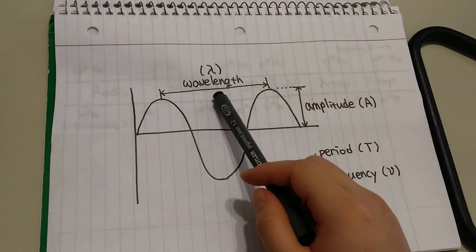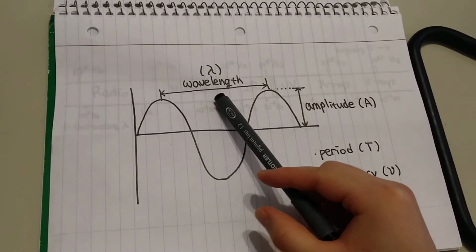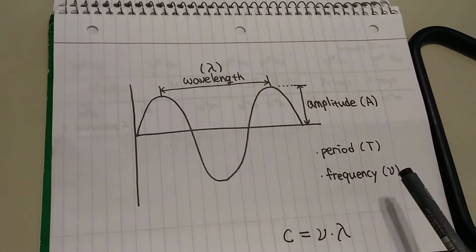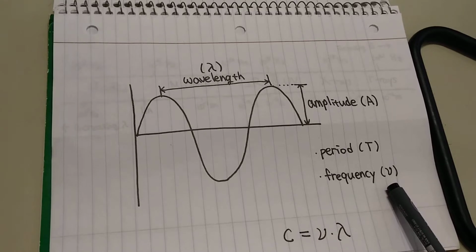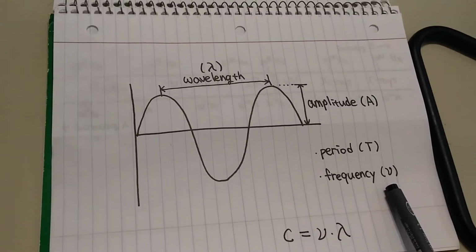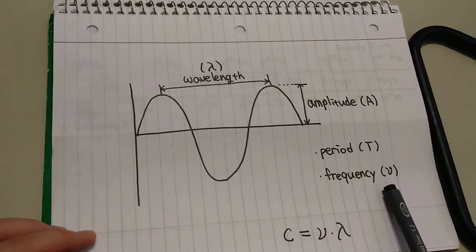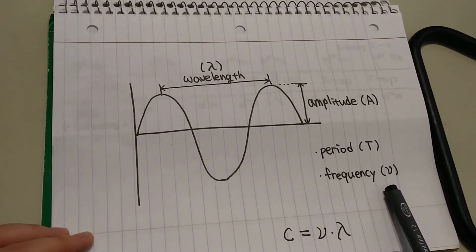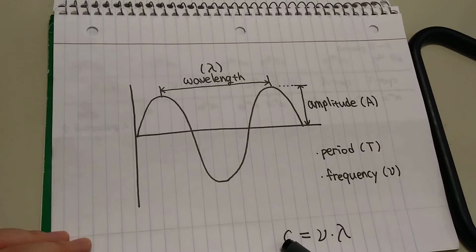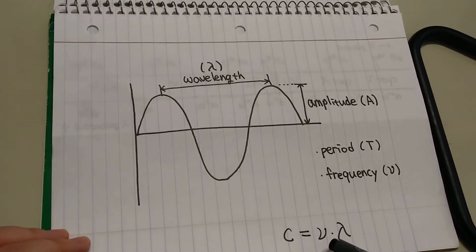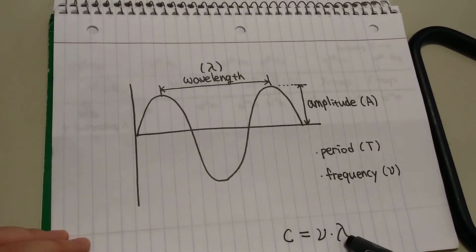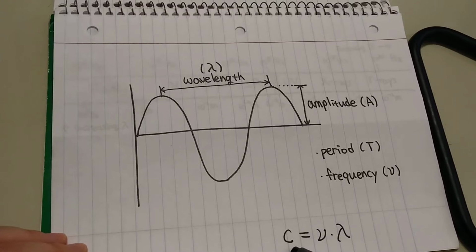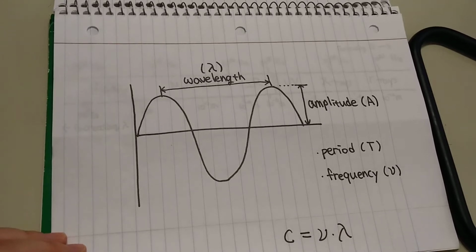Wavelength is written in lambda and the unit is meter, and frequency is written in nu and the unit is hertz, which is 1/second. So from this information, we can also calculate the speed of the wave. Frequency times wavelength will be the speed of the wave. It gives the unit of meter per second.